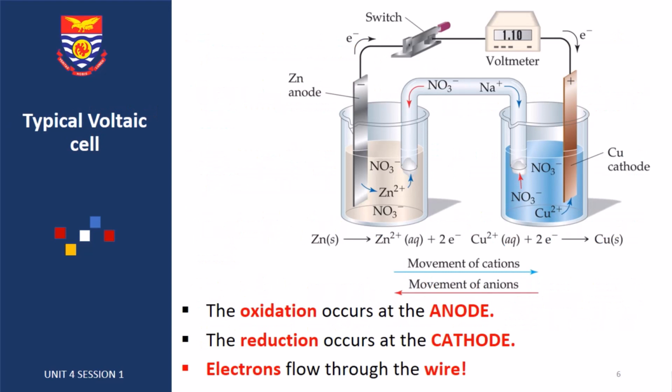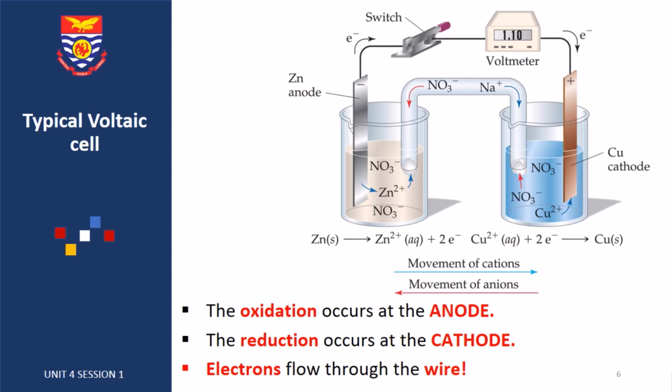So this is a typical voltaic cell. So we have the zinc anode. This is a representation of the reaction between zinc and copper. We have the zinc anode, which is the electrode. We have the switch, we have the voltmeter. We also have the copper cathode, and then we have the solutions.